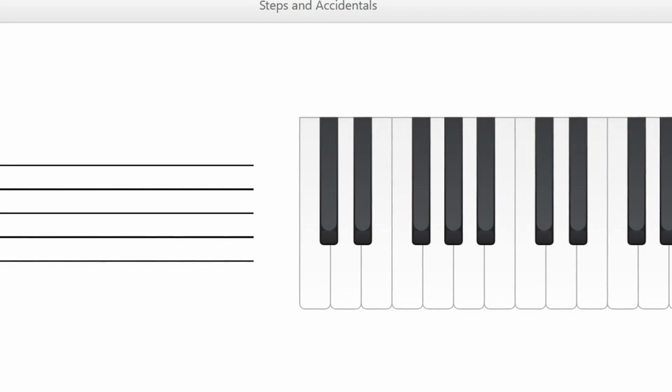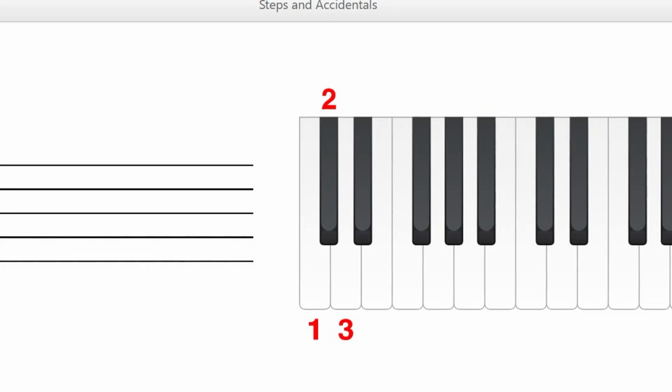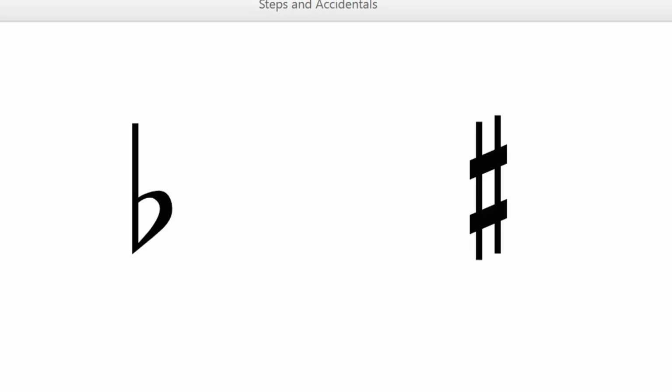Now, a whole step or a whole tone is simple. It's the same distance as 2 half steps. Key 1 to key 3 is considered a whole step. Key 1 to key 2 is a half step.